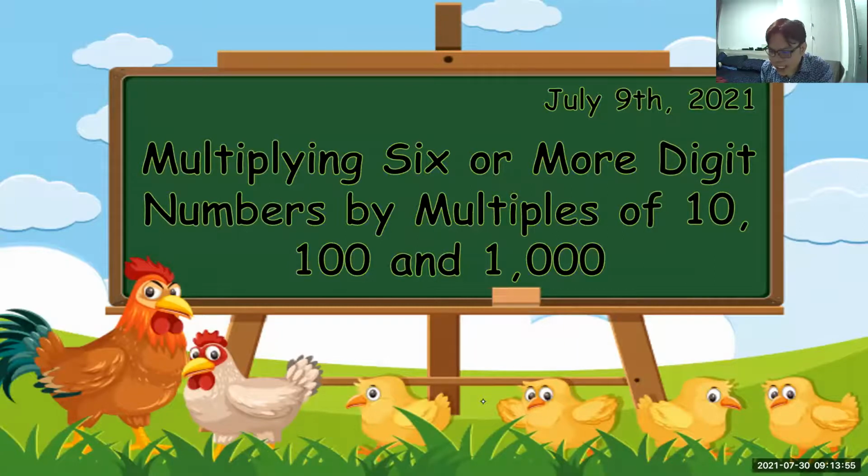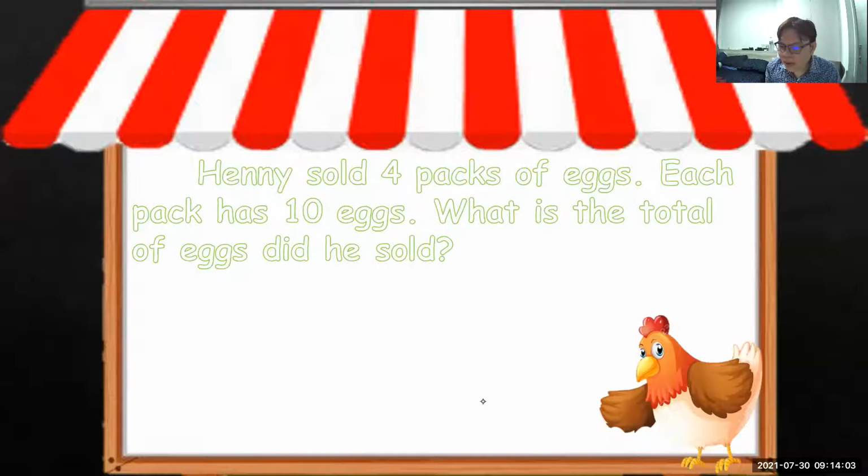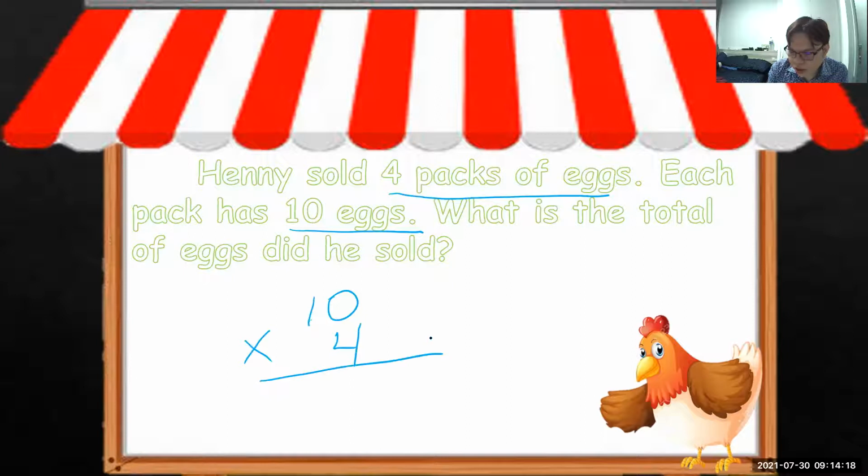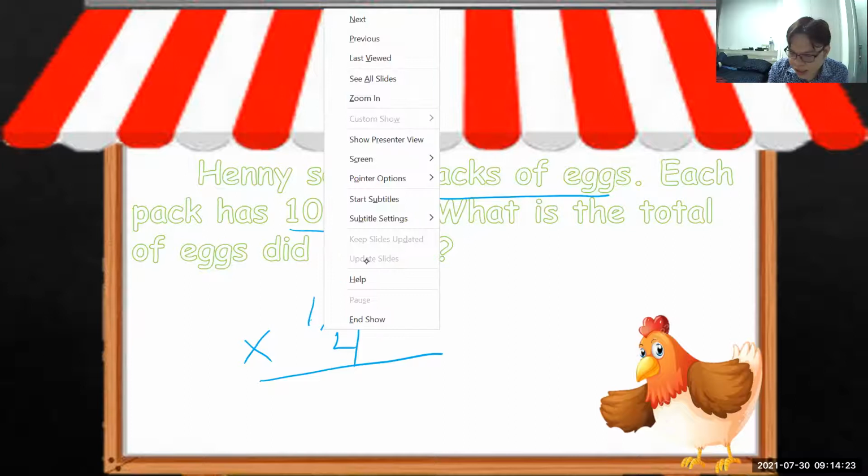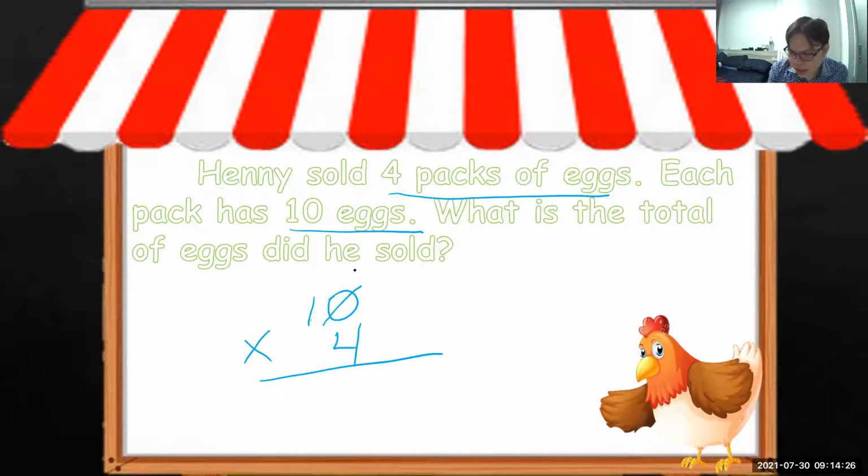multiplying 6 or more digit numbers by the multiples of tens, 100, and 1,000. Now remember what the teacher told you. If we have, okay, Henny sold 4 packs of eggs. Each pack has 10 eggs. So that is 10 times 4. What you need to do is drop down 0. Count the number of zeros. 4 times 1, that is 4. Then add them up again, 40.